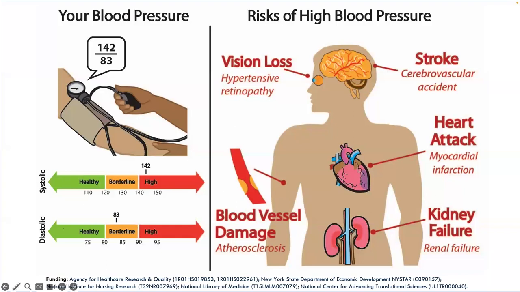Three, the number lines support comparison. So we can easily compare this patient's blood pressure numbers to the reference ranges to make sense of them. And four, we're providing context. The image on the upper left reminds the viewer how we arrived at the blood pressure value, and the figure on the right tells us why we should care.